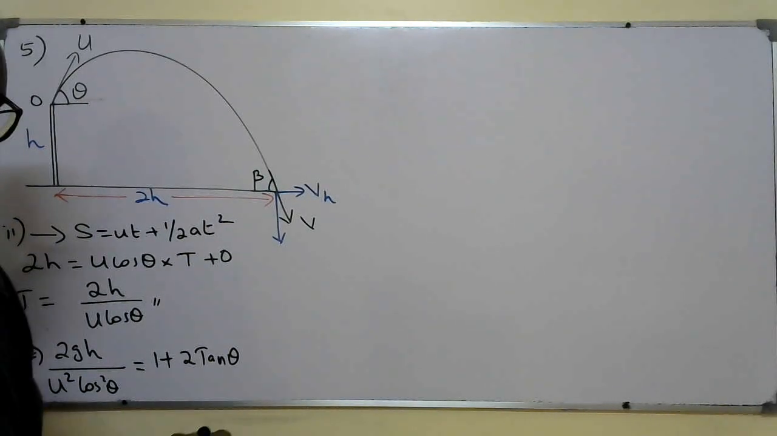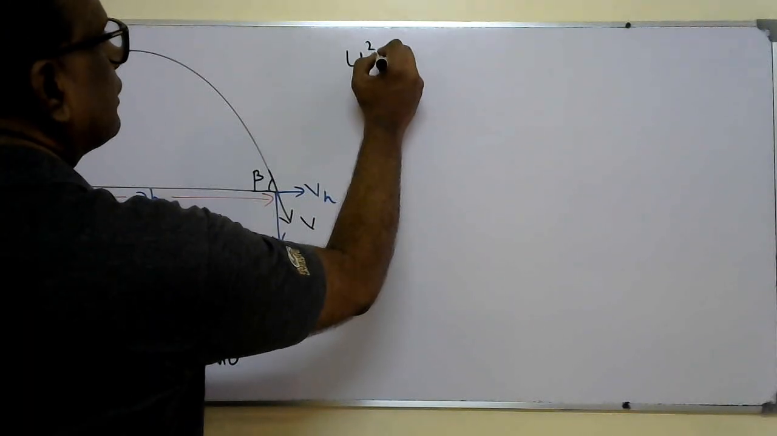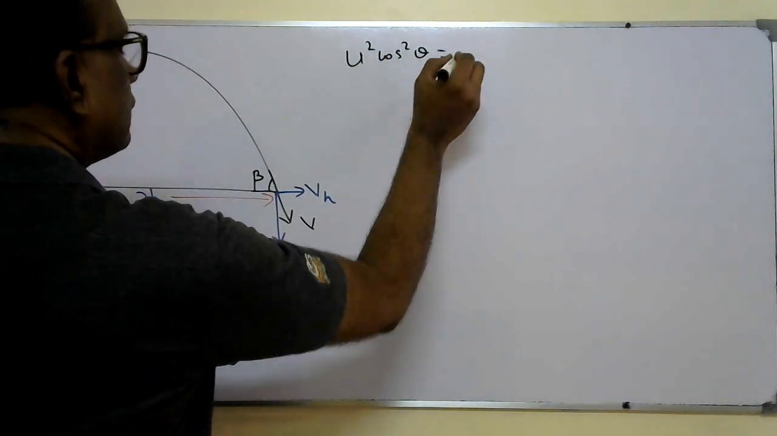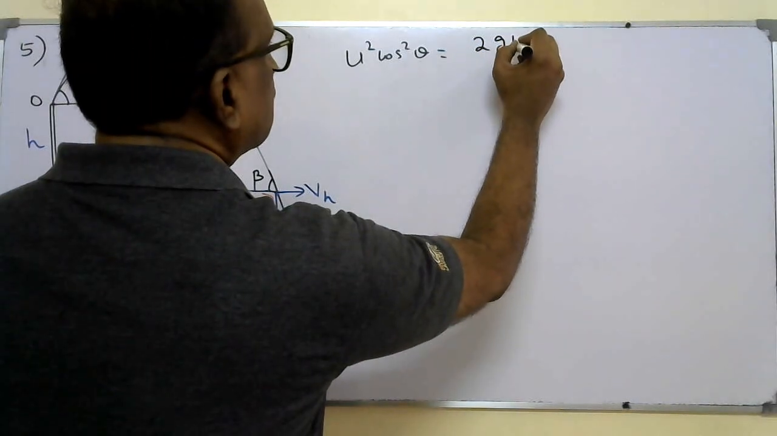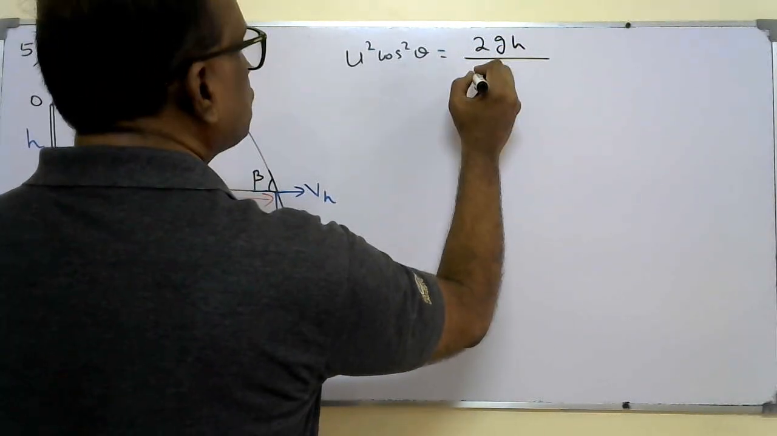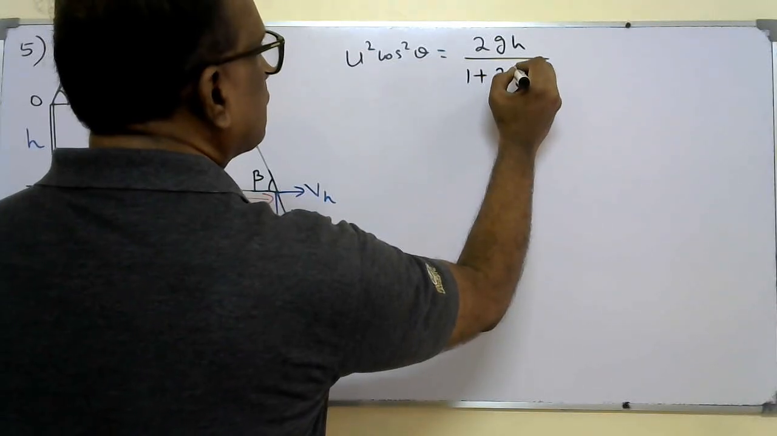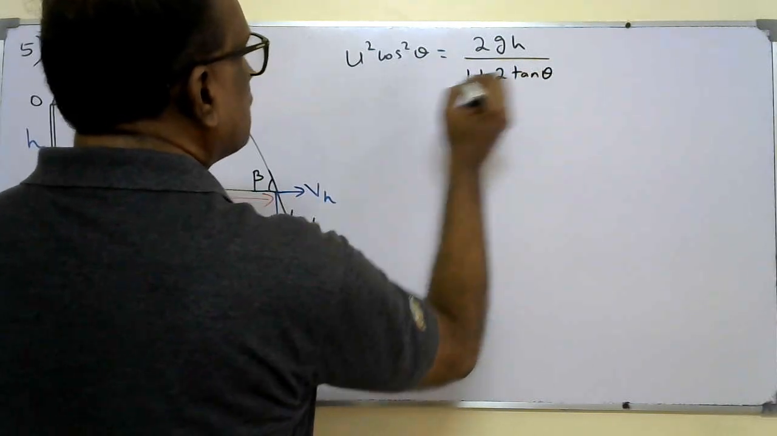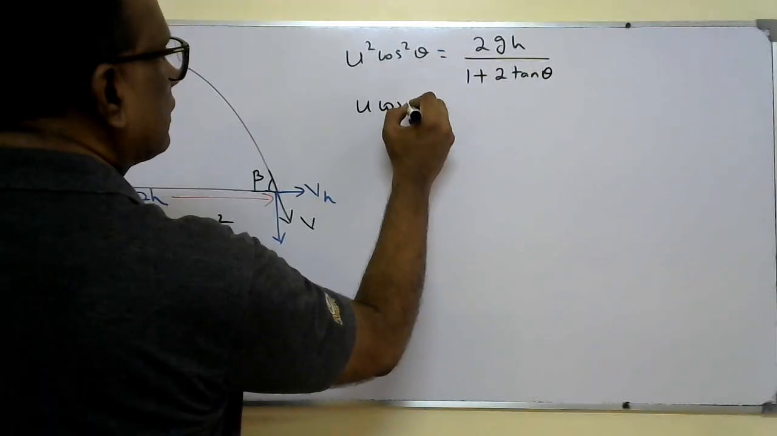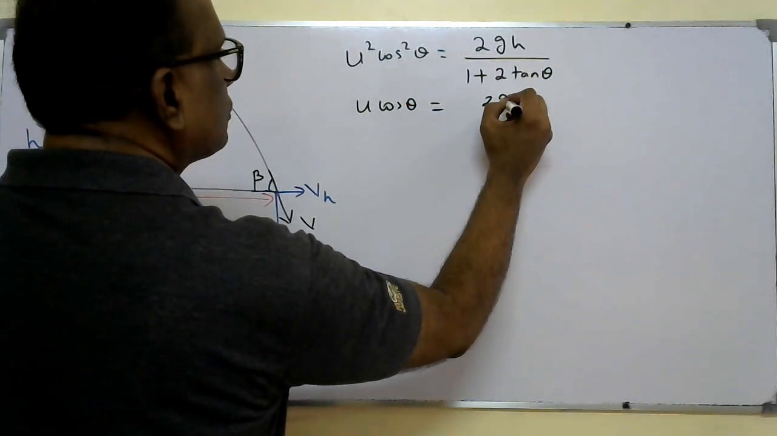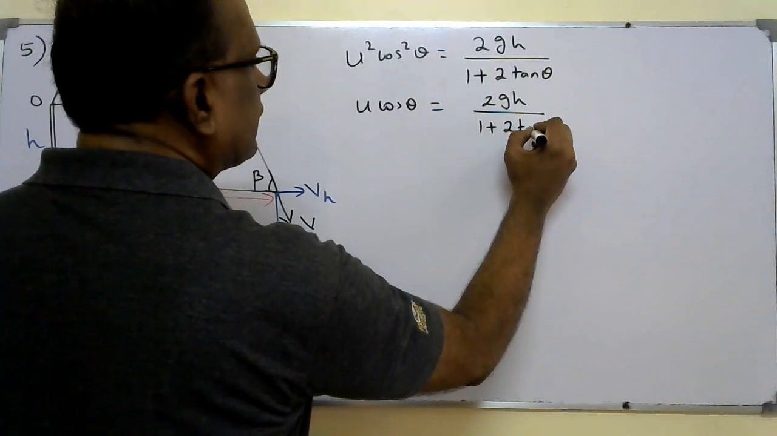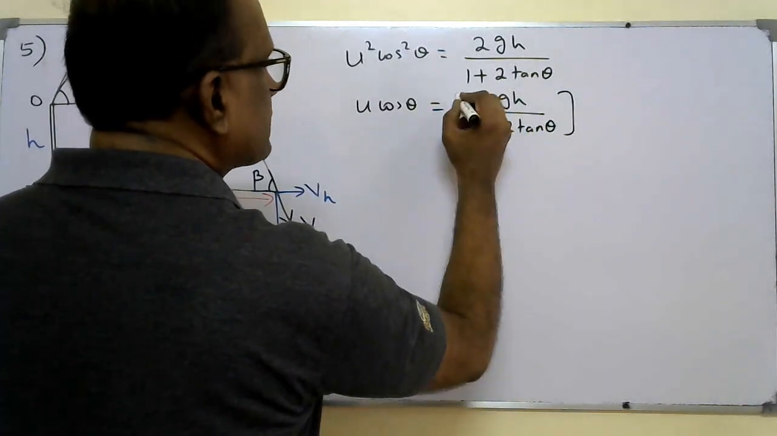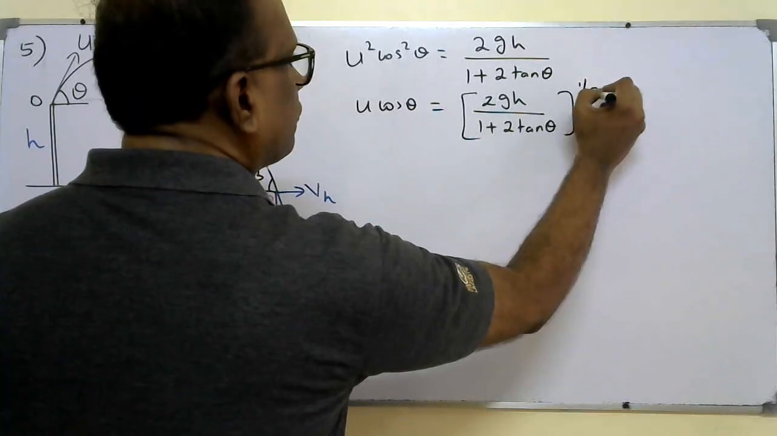Okay, so u squared cos squared theta, from here u squared cos squared theta equals 2gh over 1 plus 2 tan theta. So u cos theta equals the square root of 2gh over 1 plus 2 tan theta. I can put it as to the power half.